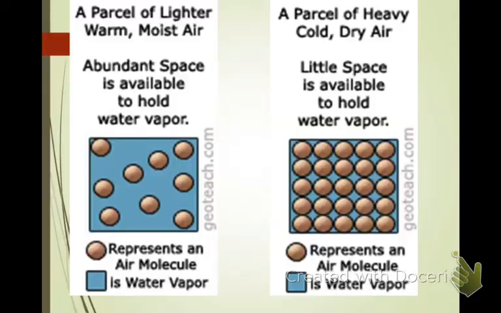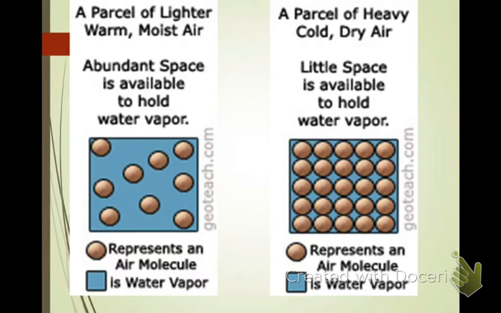The next slide is also a visual. This is just showing you your warmer air versus your cooler air. So the little brown circles are representing your air molecules, or the gas molecules. Within the warm air, they're more spread out, and then you can see with the cold air molecules, a lot of them have condensed, so this air is very, very dense, and you can see how there is less room for water vapor between all of the molecules.